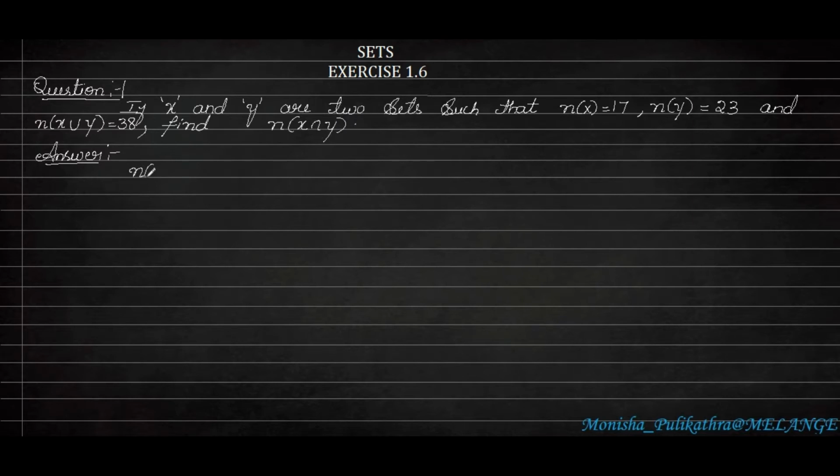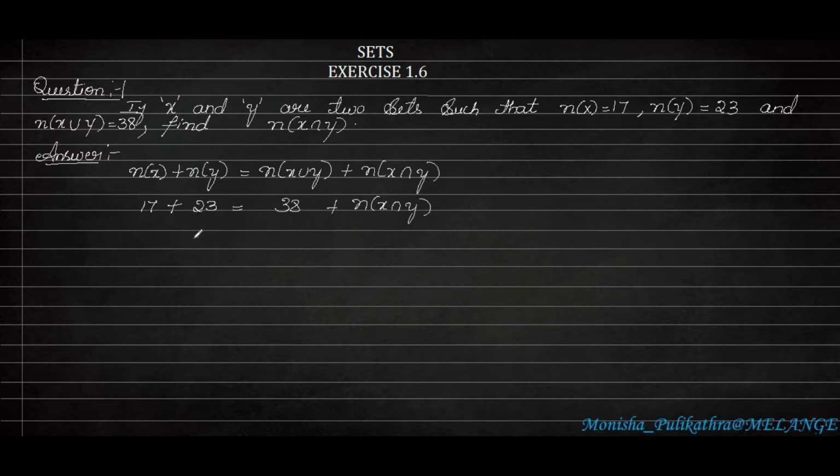There is a formula for these things. n of x plus n of y is equal to n of x union y plus n of x intersection y. So this is the formula. Here all the variables have been given, only n of x intersection y is not given. So we have to substitute the values for all other terms. n of x is 17 plus n of y is 23 is equal to n of x union y is 38 plus n of x intersection y. We have to find it out.